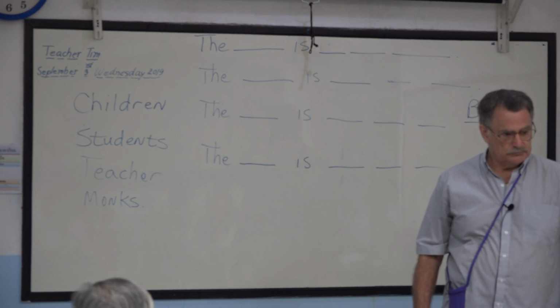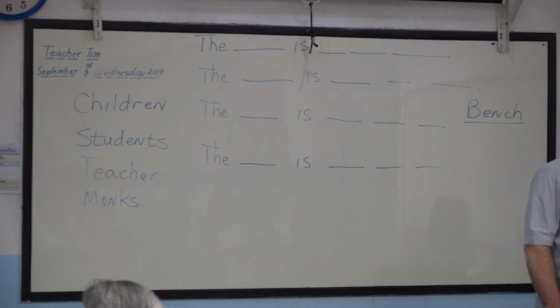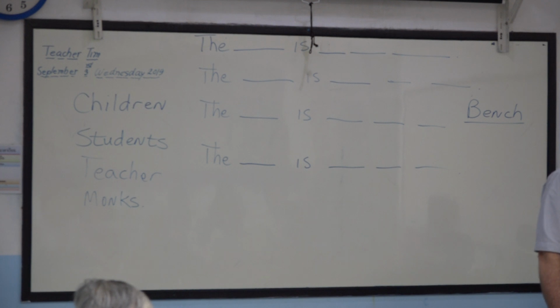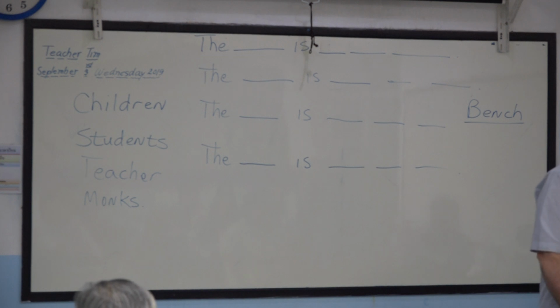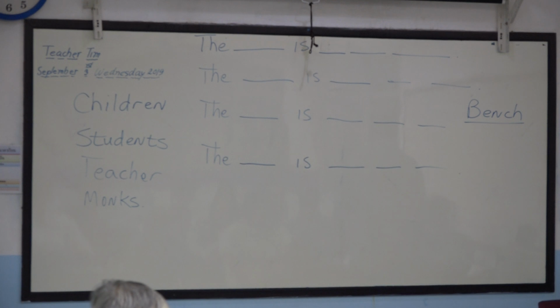Let's see. Nid. Where is the food? On the table. In the bag. Okay. Very good. Where is the tea? In the cup. Very good. Not on the table. Okay.